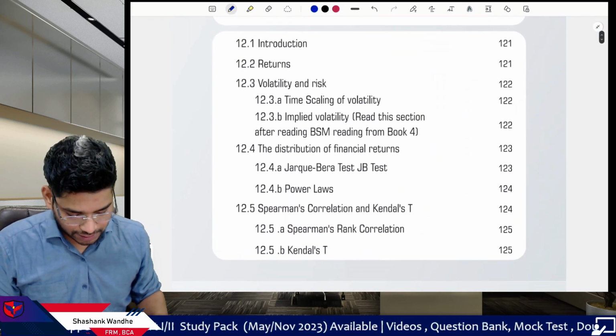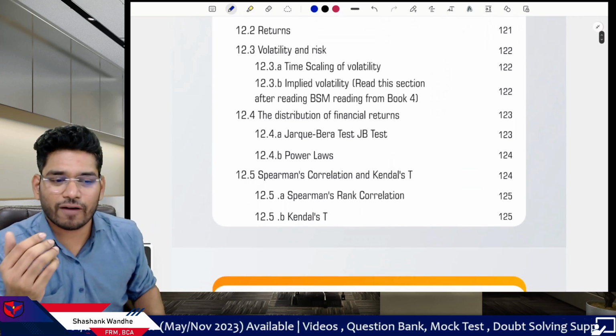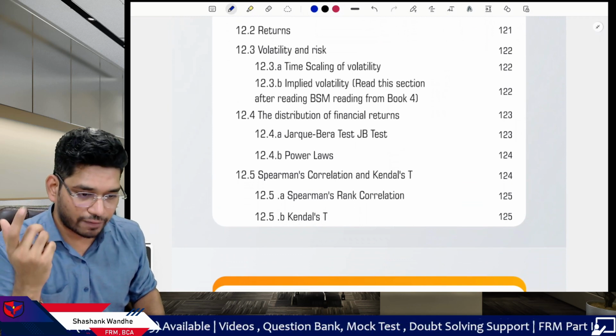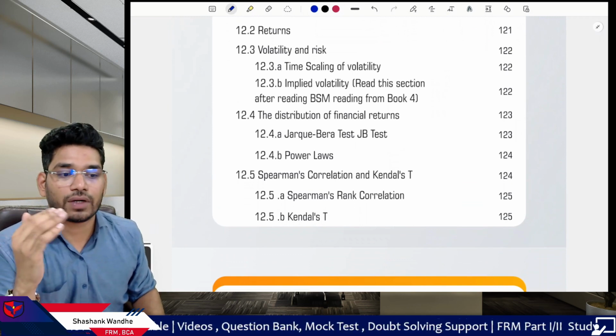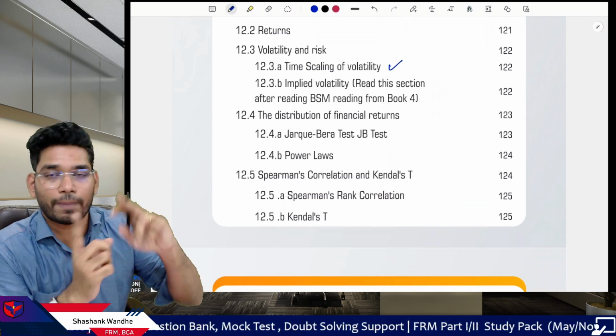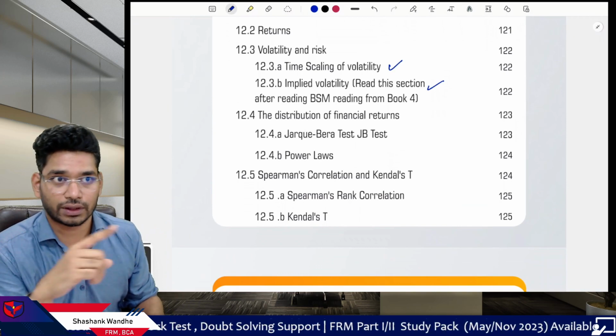Measuring returns, volatility, and correlation. So here we have a lot of repeated discussion. Okay, so we'll see what is implied volatility, which is already covered in the previous sections. Now here we have to understand first a very important area, time scaling of volatility. This topic relates to the value at risk section. Then implied volatility relates to the book 4.